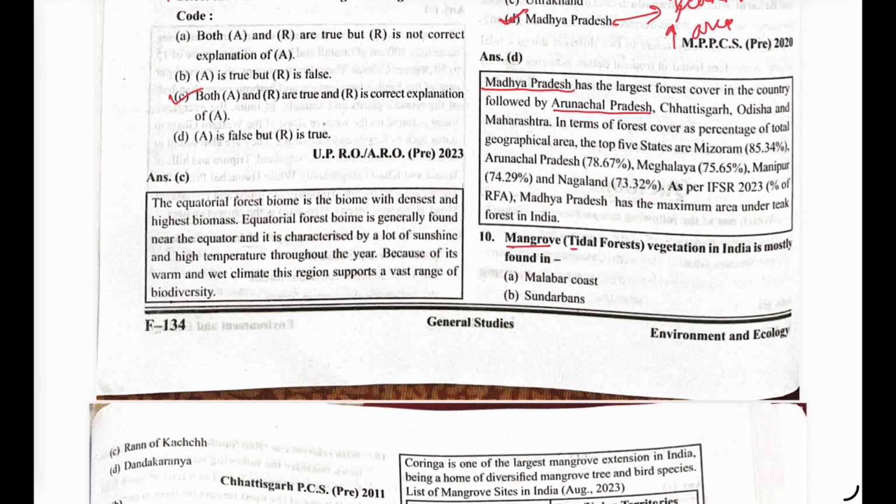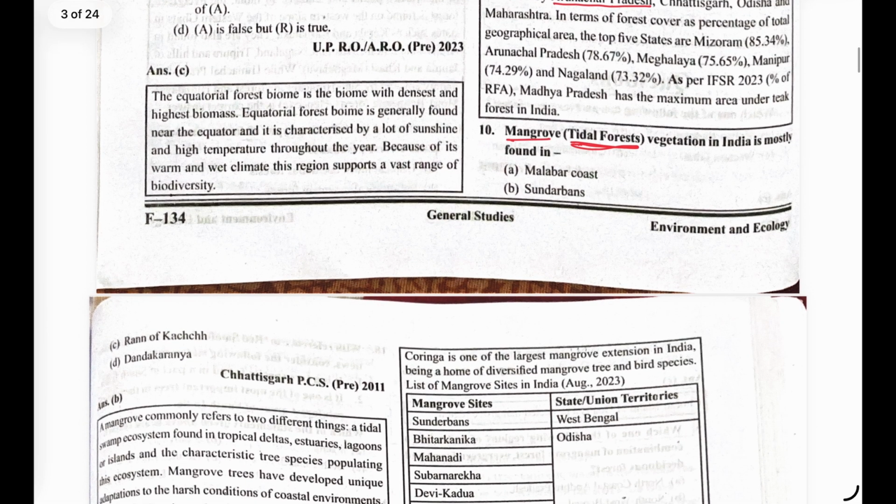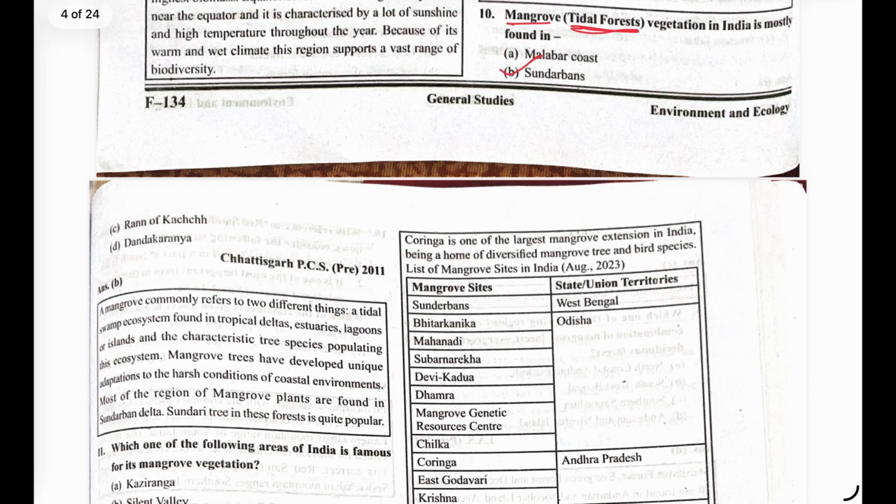Mangrove means tidal forest where tides come and go. So mangrove means tidal forest. Vegetation in India is mostly found in where? Near the beach. So Malabar coast, Sundarban, Rann of Kutch and Dandakaranya. So which one is the Sundarban? Sundarban has the mostly found mangrove forest which is prominent in India.